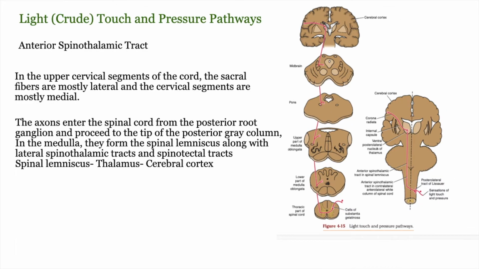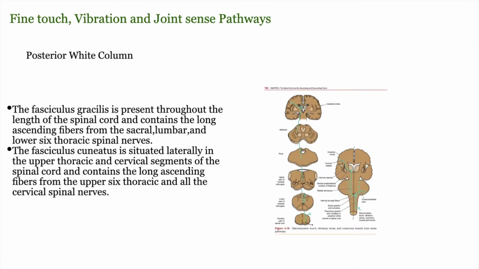For light or crude touch and pressure pathways, you have the anterior spinothalamic tract. In the upper cervical segments of the cord, the sacral fibers are most lateral and cervical segments are mostly medial. The axons enter the spinal cord from the posterior root ganglion and proceed to the tip of the posterior gray column in the medulla. They form the spinal lemniscus along with the lateral spinothalamic tracts and the spinotectal tracts. And the spinal lemniscus proceeds to the thalamus, which proceeds to the cerebral cortex.